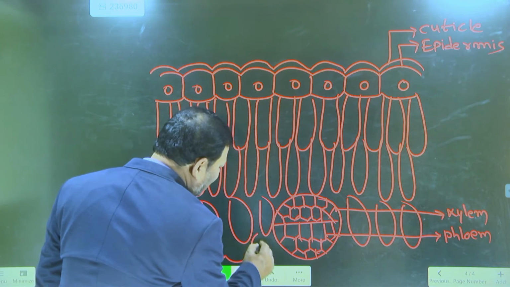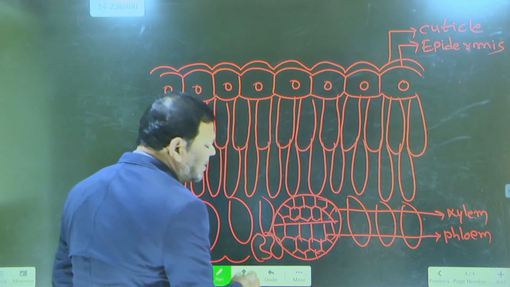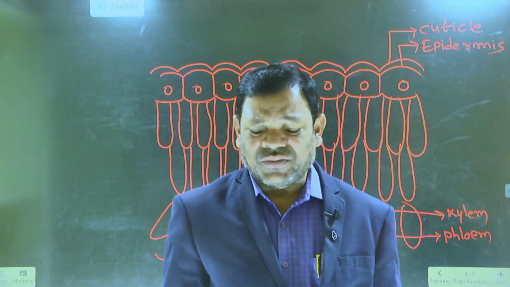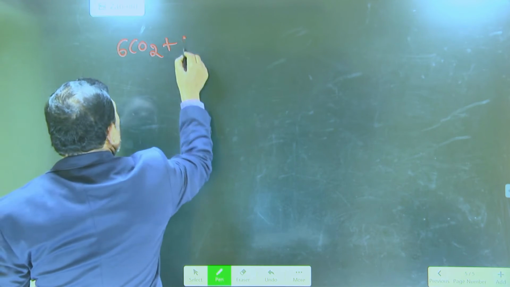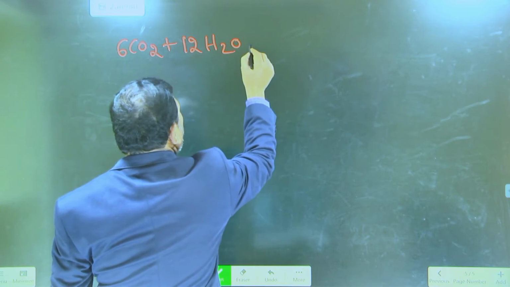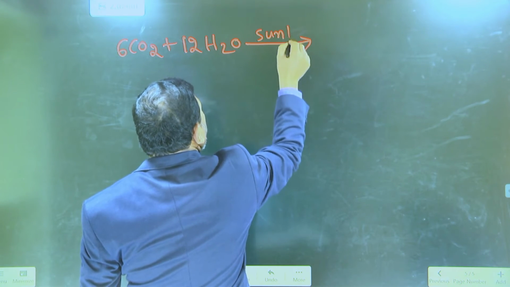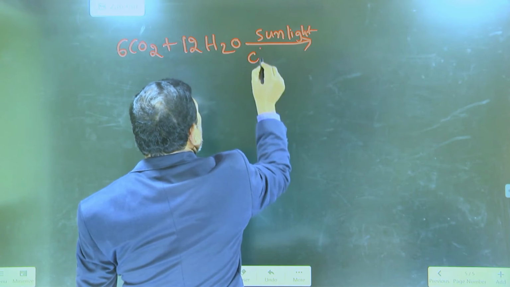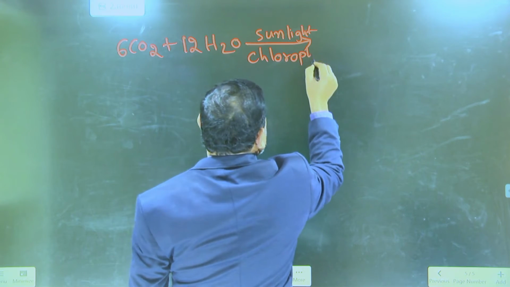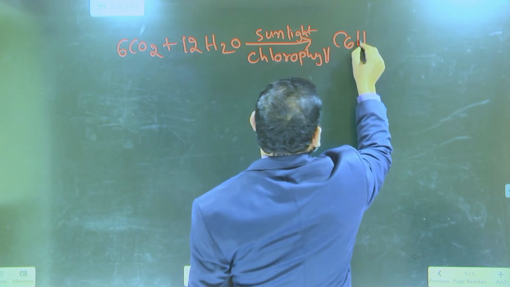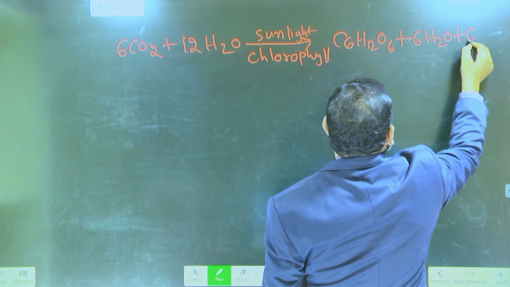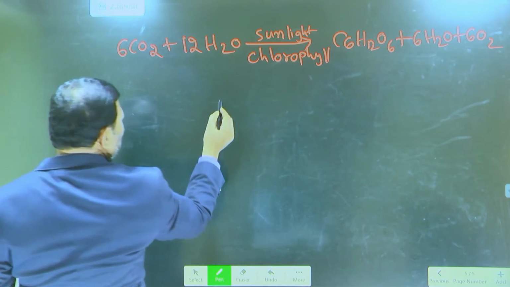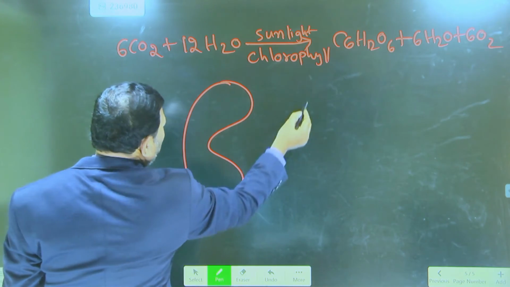In the lower epidermis, you can see some gaps are present, where the stomata are present. Plants take part in photosynthesis: 6CO2 plus 12H2O, using sunlight and chlorophyll, gives C6H12O6 plus 6H2O plus 6O2. So in this equation, gas exchange takes place in the plant.